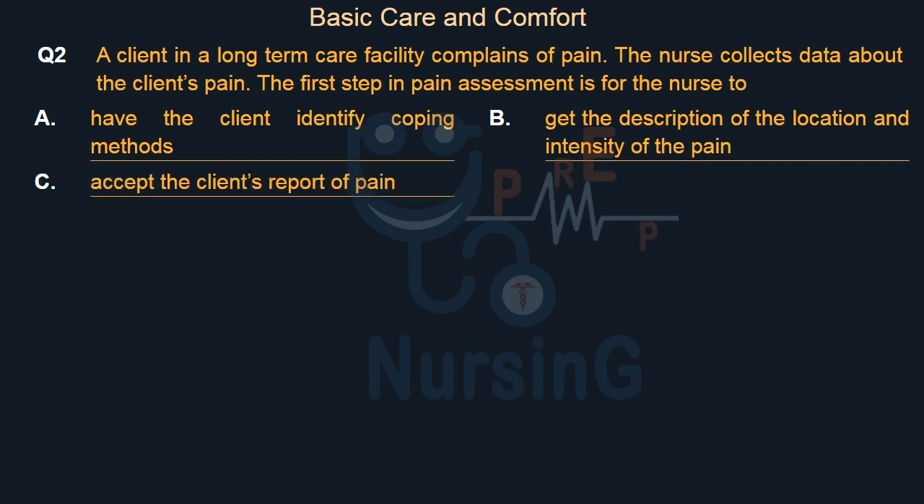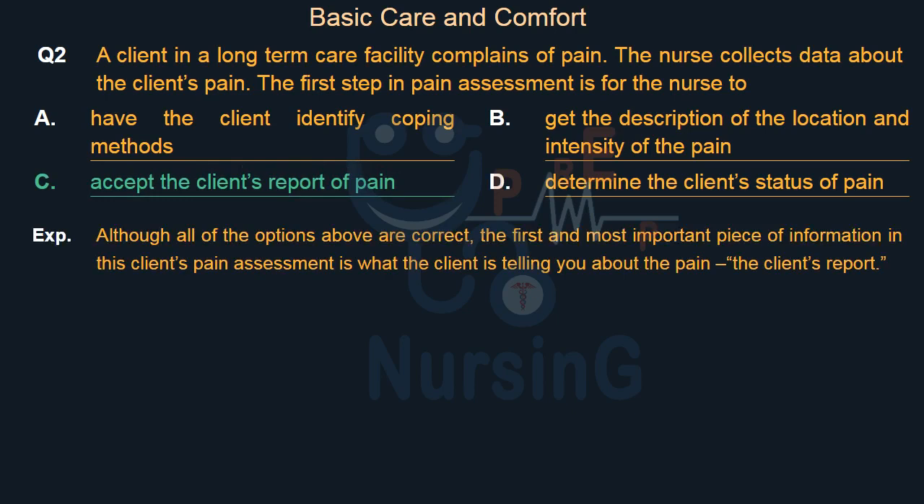Option C. Accept the client's report of pain. Option D. Determine the client's status of pain. Right answer is Option C. Accept the client's report of pain. Although all of the options above are correct, the first and most important piece of information in this client's pain assessment is what the client is telling you about the pain, the client's report.